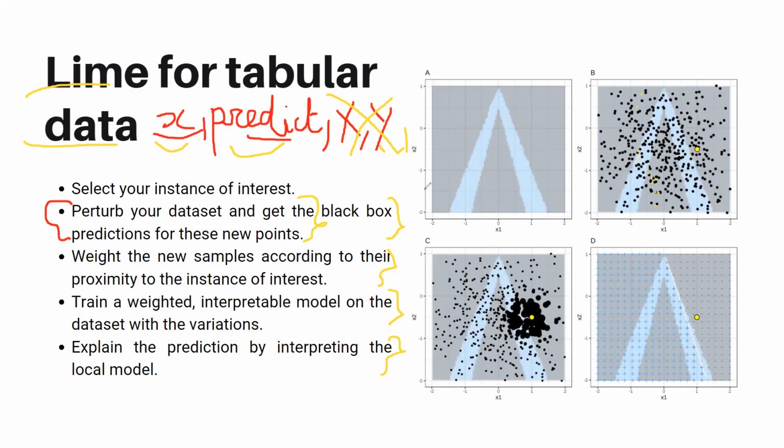Trying to simplify somehow all the prediction and explain it by a linear model. Very simple, very naive idea, but it works very well, right?